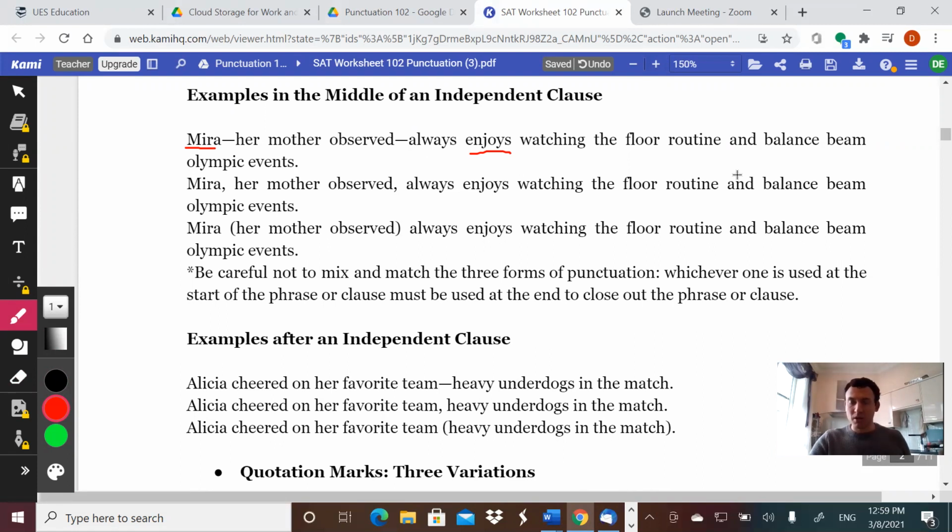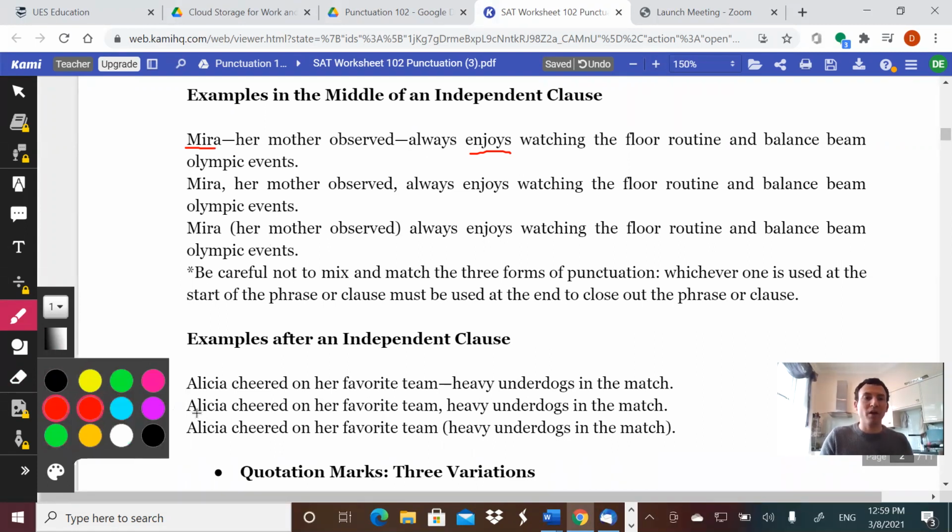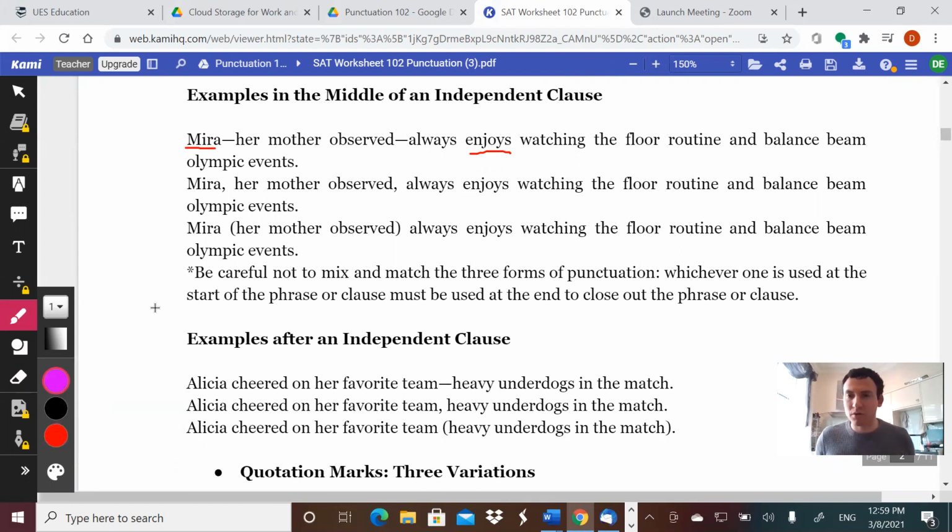So the way we set something apart as non-essential is we have three options. The three options are we can use dashes, commas, or brackets or parentheses. So dashes come up a lot on the test, and a lot of times students are a little puzzled. Dashes only have one role, and that one role is to set something aside as non-essential. So in this case, her mother observed is bracketed by two dashes. Your independent clause is what's outside of that. You could take this out and the sentence wouldn't skip a beat.